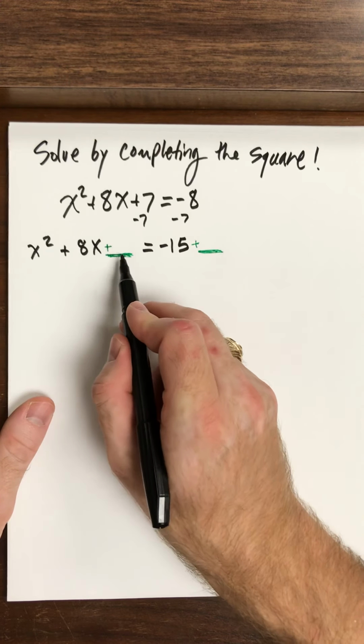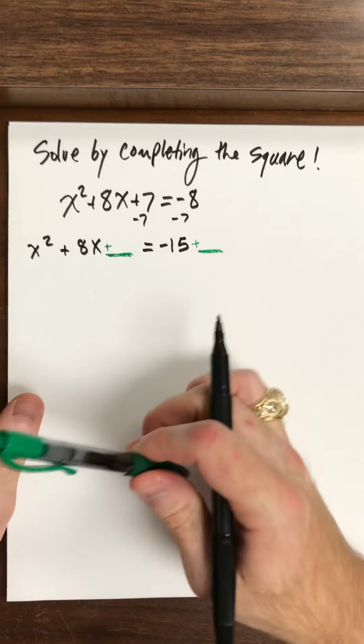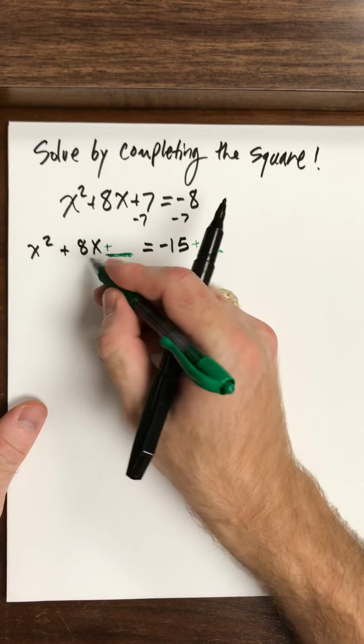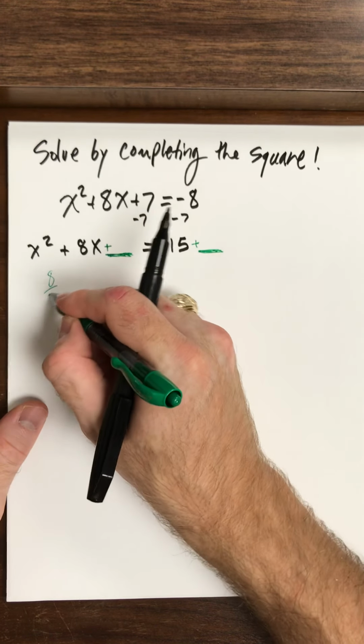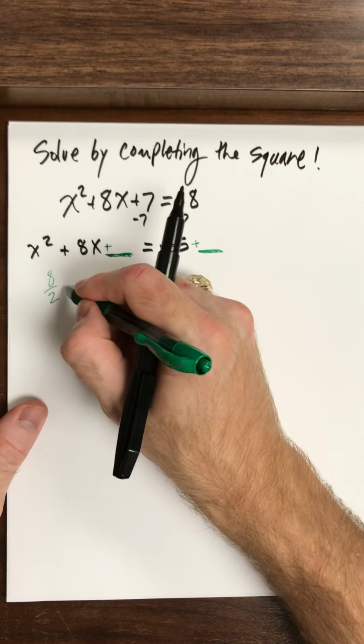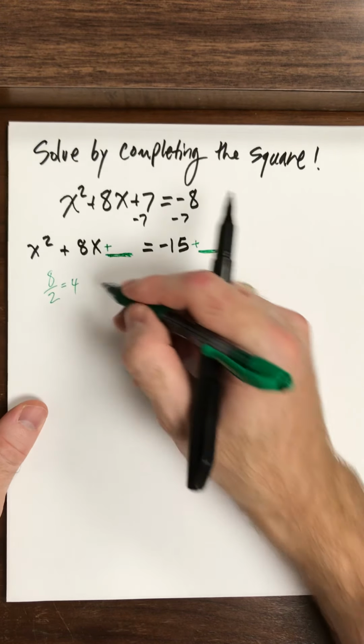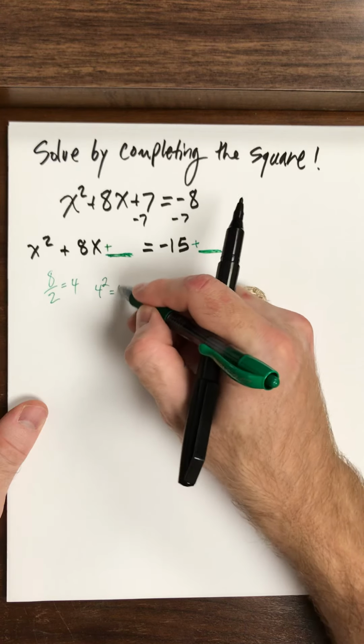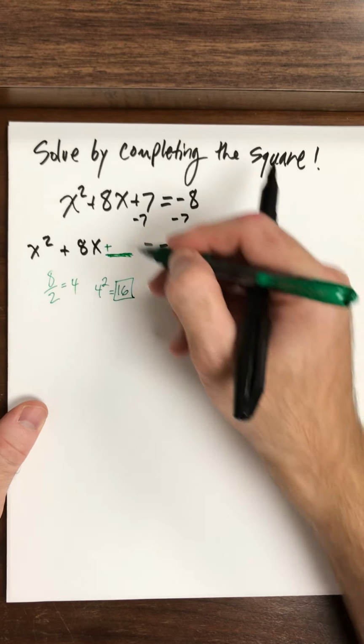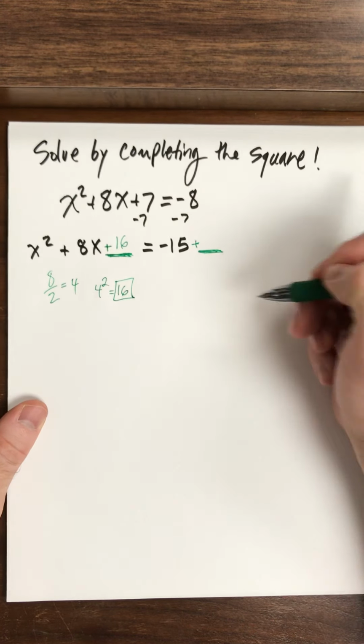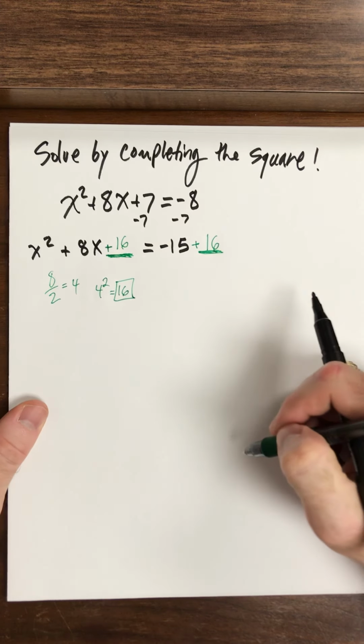So how do I get this special green number? Well, I take the middle term, the b term, and I half it. So what's half of 8? That's 4. And then I take that 4 and I square it, and that gives me 16. So this is my number that I add, and if I add it on this side, I've got to add it on this side here.